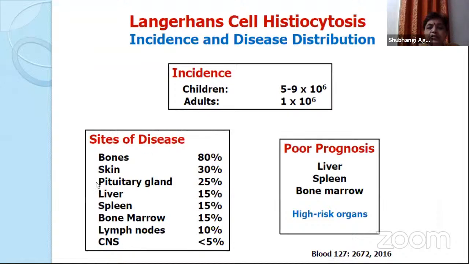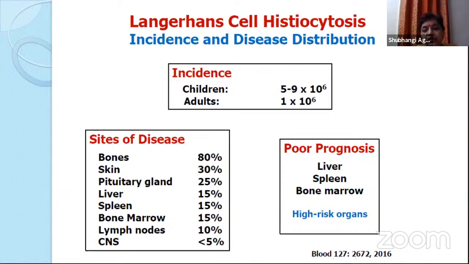Langerhans cell histiocytosis is commonly seen in children with an incidence of 5 to 9 cases per 1 million population, whereas in adults it is rare with 1 case per 1 million population. The common sites for the disease are bones, that is 80%, skin is involved in 30% of the cases, pituitary gland in the central nervous system is involved in 25% of the cases, whereas liver, spleen, and bone marrow are involved in 15% of the cases each, with lymph node 10% and central nervous system less than 5%.